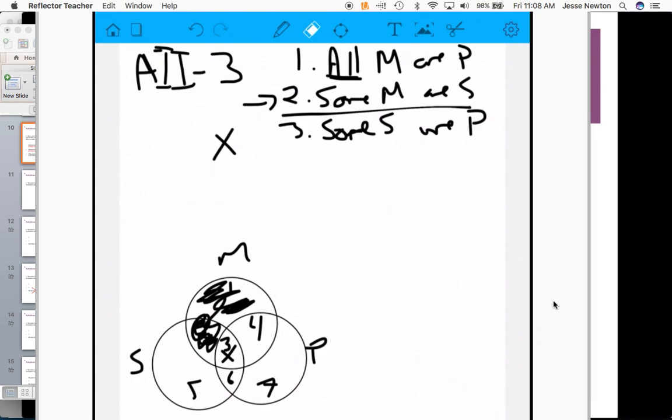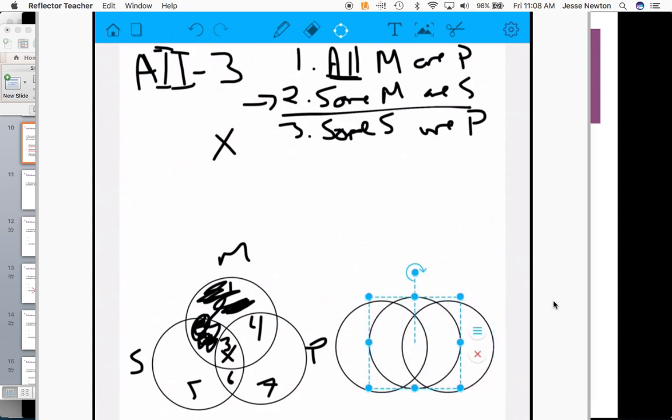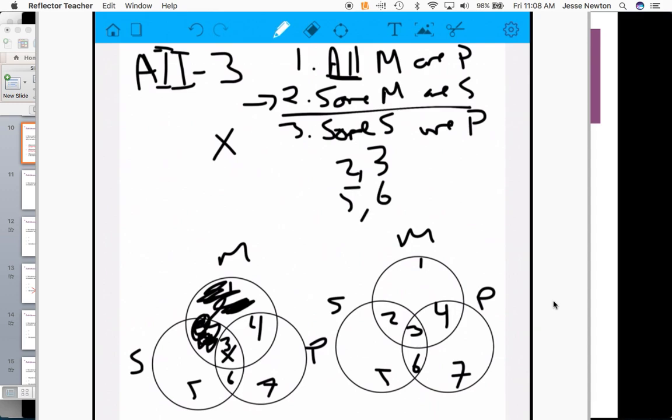Finally, we come to diagram the conclusion. And here is how we're going to do that. S, P, M, 1, 2, 3, 4, 5, 6, 7. And some S, which is 2, 3, 5, 6, are P, 3, 4, 6, 7. So we locate the regions of overlap, and we're saying some are in 3 and 6. And to represent this, we put an X right here.